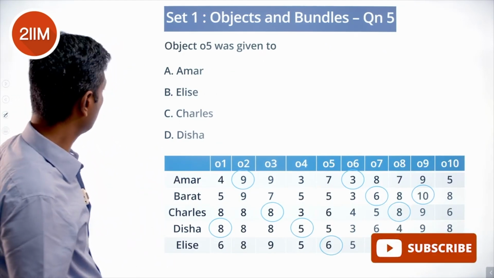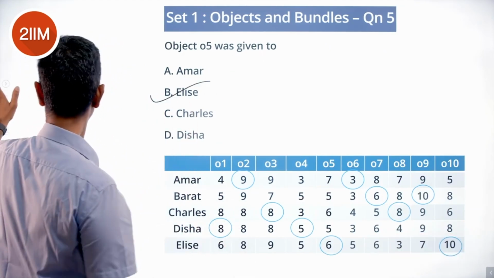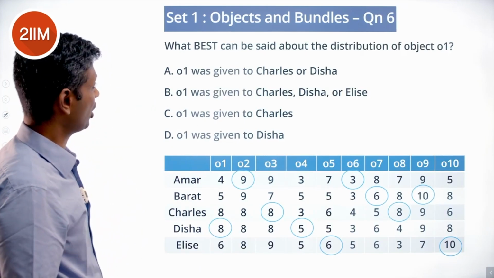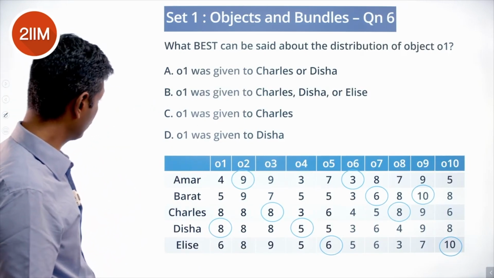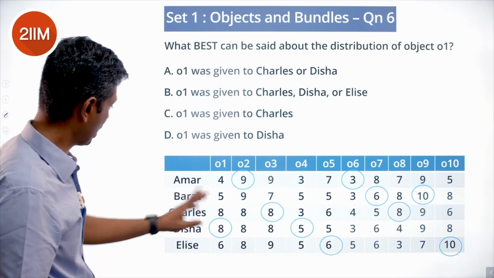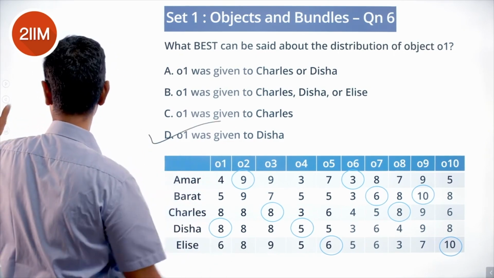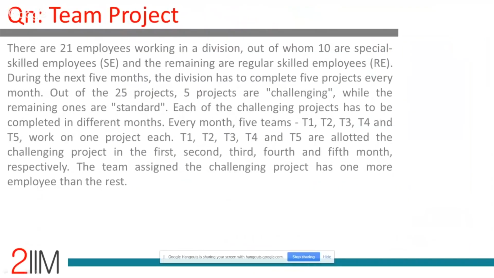Object O5 was given to Elise. B. Done. What best can be said about distribution of object O1? O1 was given to Disha. Only one possibility. Done. 21 employees working in a division, out of whom 10 are special skilled employees, and the remaining are regular skilled employees.